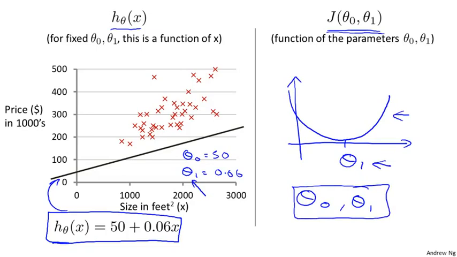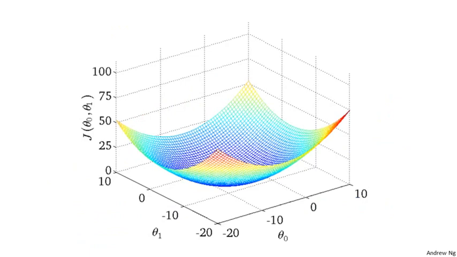In fact, depending on your training set, you might get a cost function that looks something like this. This is a 3D surface plot where the axes are labeled theta 0 and theta 1. As you vary theta 0 and theta 1, the two parameters, you get different values of the cost function J of theta 0 comma theta 1. And the height of this surface above a particular point of theta 0, theta 1, that's the vertical axis, indicates the value of J of theta 0, theta 1. And you can see it has this bow-like shape.